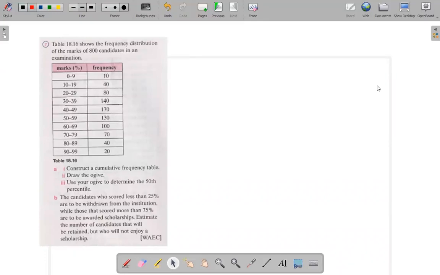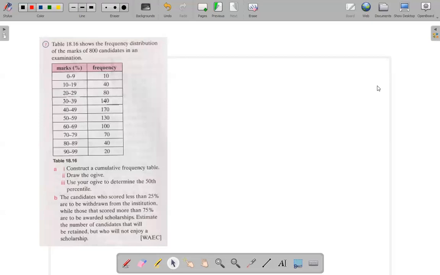Table 18.16 shows the frequency distribution of the marks of 800 candidates in an examination. Construct a cumulative frequency table. Draw the Ogive. Use the Ogive to determine the 50th percentile. The candidates who score less than 25% are to be withdrawn from the institution, while those that scored more than 75% are to be awarded scholarships. Estimate the number of candidates that will be retained but who will not enjoy a scholarship.